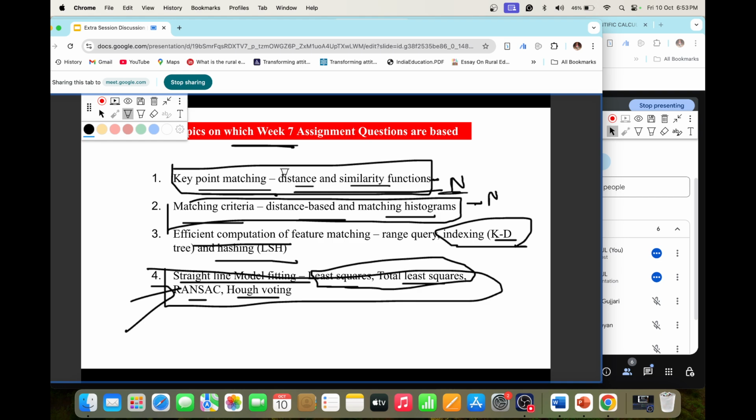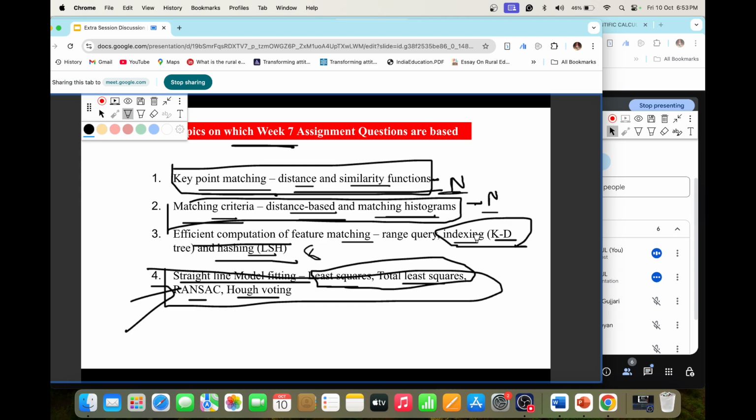Okay, and then this matching criteria also, distance based matching and matching histograms is there. Again numerical questions are important related to this, so please go through these two concepts to get the numerical questions. And then efficient computation, feature mapping, this is more related to a conceptual point of view, but again KD and LSH, you can just see one numerical of each.